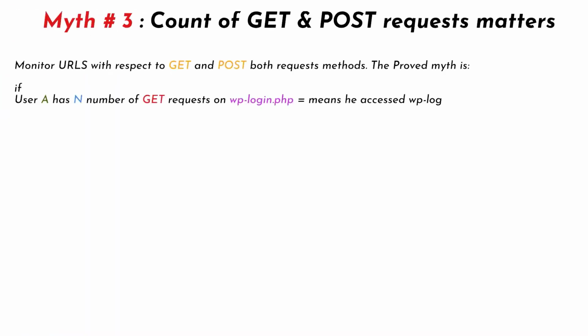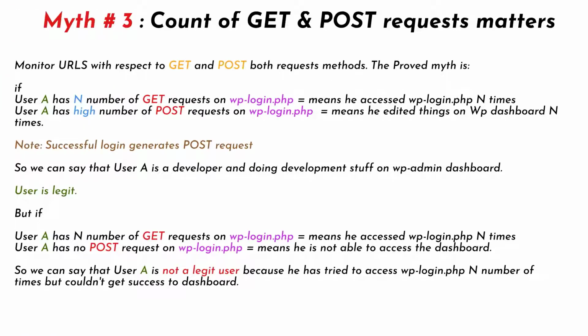The third myth is quite a tricky one. I would suggest to pause the video and read and listen to it carefully. Monitor URLs with respect to GET and POST request methods. The proved myth is: if user A has n number of GET requests on wp-login.php, which means he accessed wp-login.php n times, and user A has a high number of POST requests on wp-login.php, which means he edited things on WP dashboard n times. Please note that successful login generates POST request. So we can say that user A is a developer and doing development stuff on WP admin dashboard.